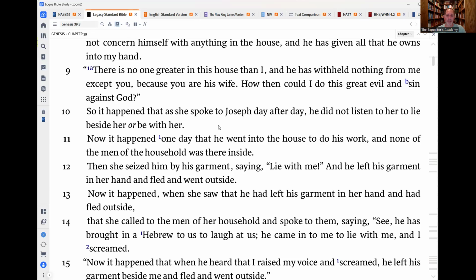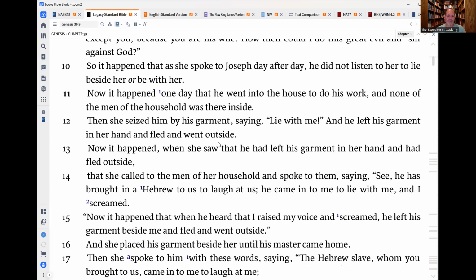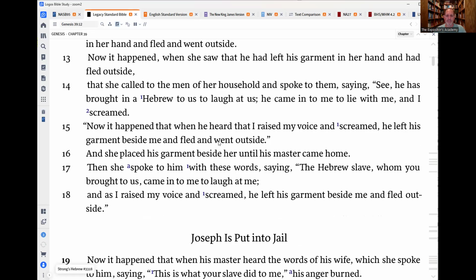Then she seized him by his garment, saying, "Lie with me." And he left his garment in her hand and fled and went outside. Now it happened when she saw that he had left his garment and had fled outside, that she called to the men of her household and spoke to them, saying, "See, he has brought in a Hebrew to us to laugh at us. He came in to me to lie with me, and I screamed."